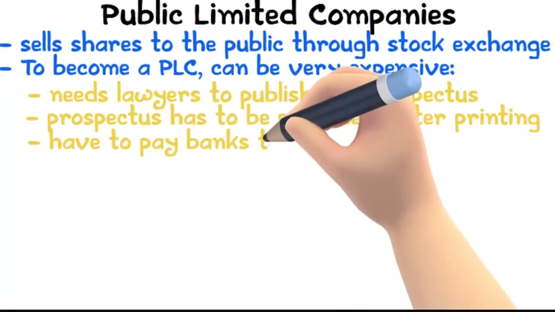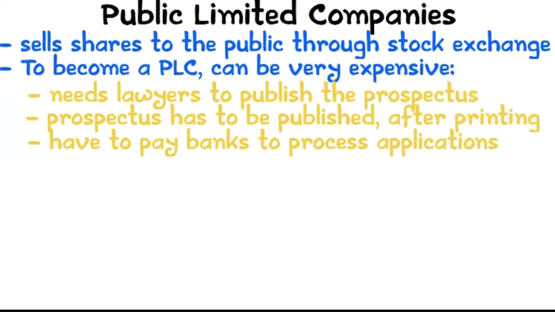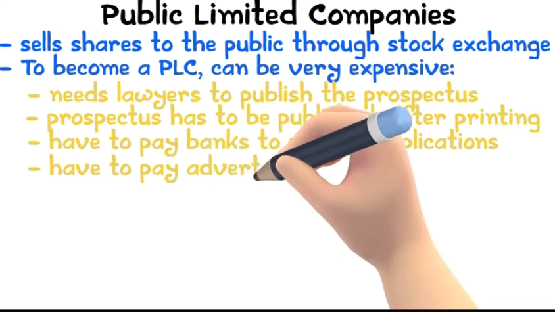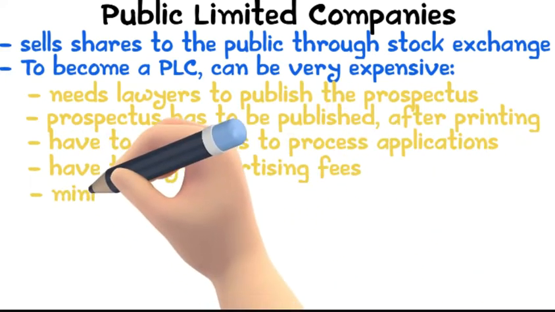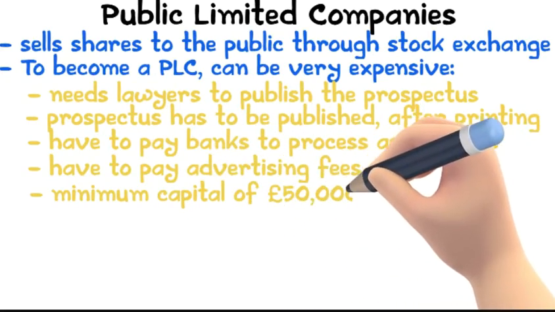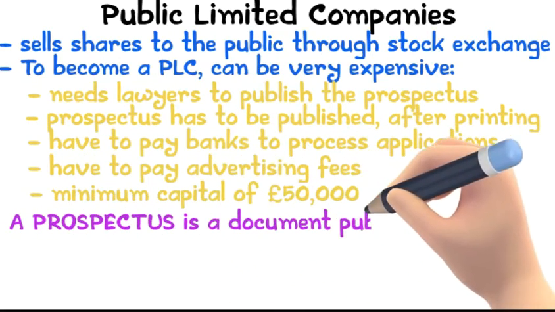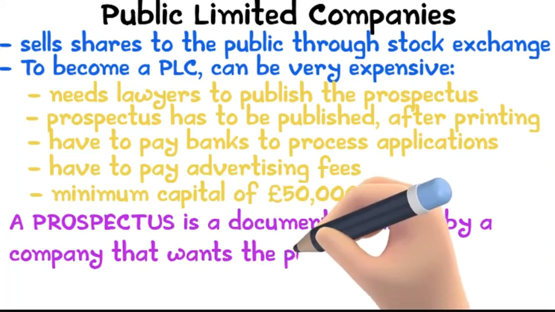They have to pay banks to process applications. They have to pay the advertising fees. And in most countries, there should be a minimum of £50,000. A prospectus is a document provided by a company that wants the public to buy its shares.